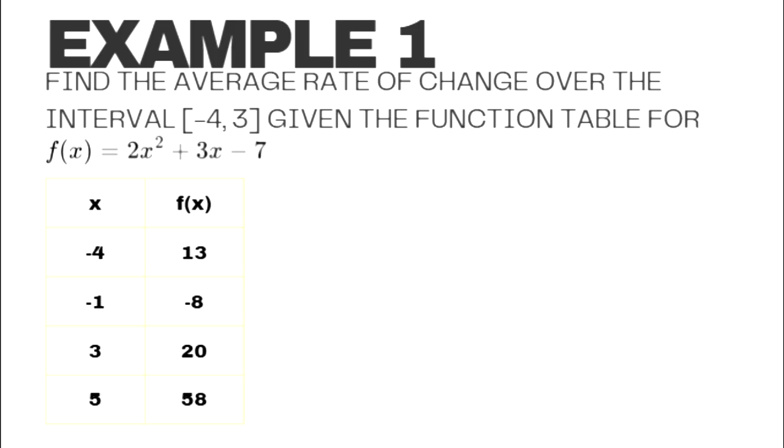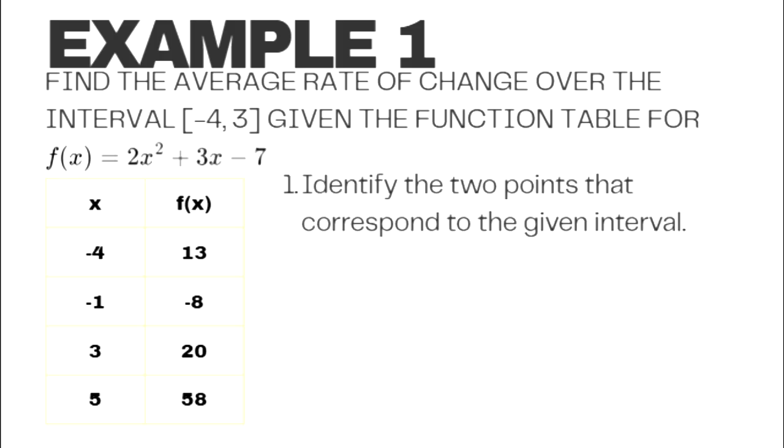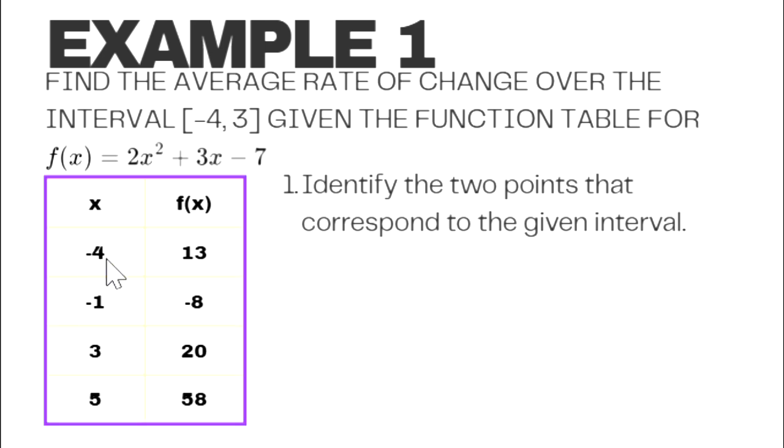Find the average rate of change over the interval [-4, 3], given the function table for f(x) equal to 2x squared plus 3x minus 7. We'll do this together. It's going to be okay. We got this. First, identify the 2 points that correspond to the given interval. So it's saying -4, which is right here on x, and 3.